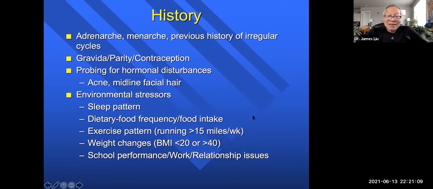And then lastly, one thing that people don't ask about is if they're in school, how they're doing, what are their grades? Are they having stresses at work if they're working? And if there are any relationship issues. These are more subtle psychological stress events that can perturb the hypothalamic pituitary axis and therefore lead to a disordered secretion of GnRH and LH and FSH downstream.